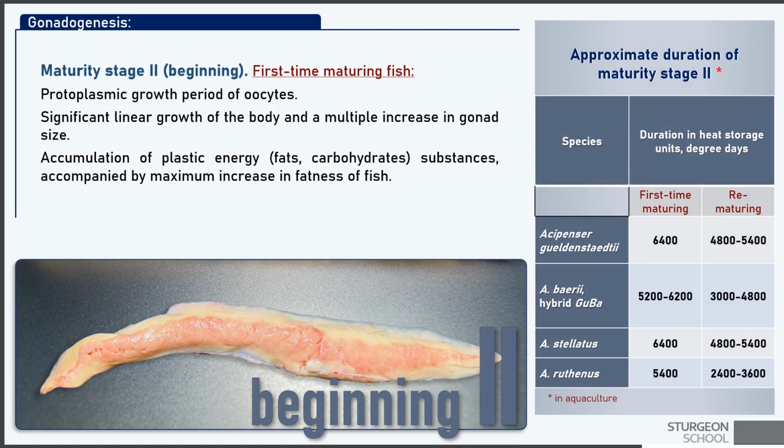Maturity Stage 2. This is one of the longest stages of gonad development, which can last up to 3 years. In first-time maturing fish, depending on the species, Stage 2 begins in the second or third year of life. In rematuring fish, the second stage begins after spawning, with the beginning of the fattening season. At this stage, ovaries acquire yellow coloration, testes, milky white or with a slight pink tint.